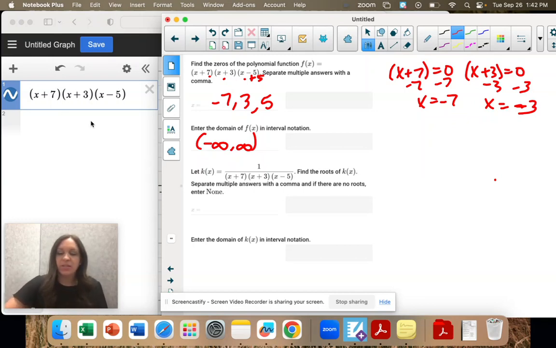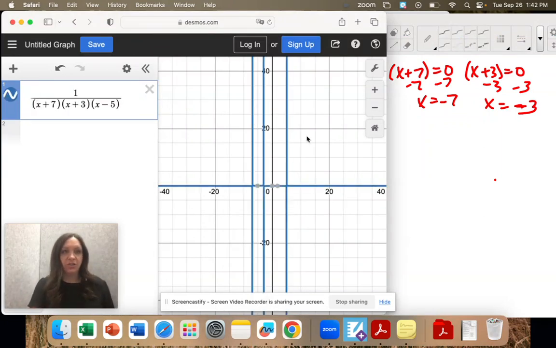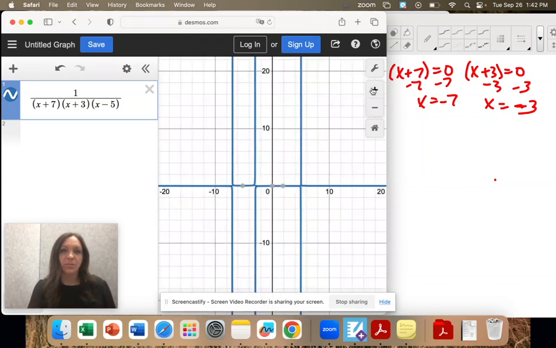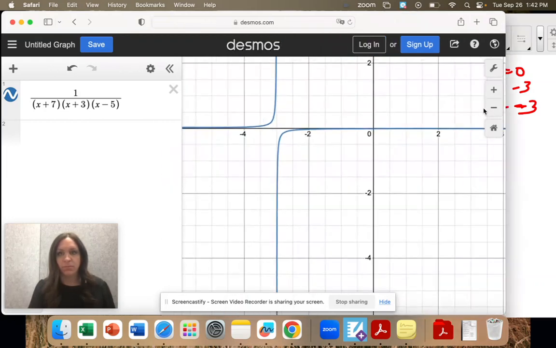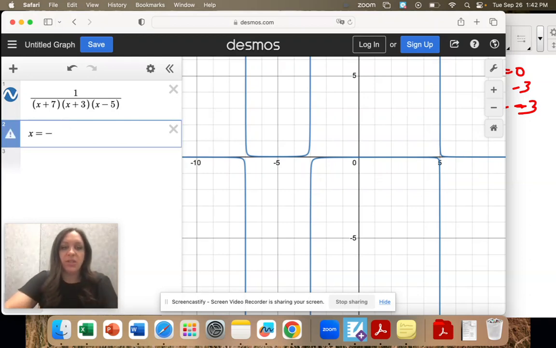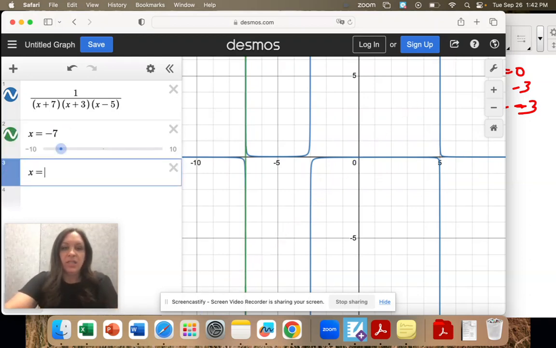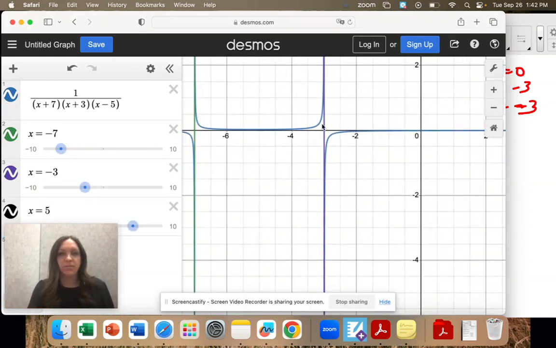But what happens is we do 1 divided by all of this. Ooh, things change. We get some asymptotes going on. Look what happens when I zoom in. We get a domain that's broken up into 4 pieces. Do you see how there's an asymptote, there's an asymptote, there's an asymptote? And those ones that we solved earlier, -7, -3, +5, those become our asymptotes. That's where the graph breaks. Okay.